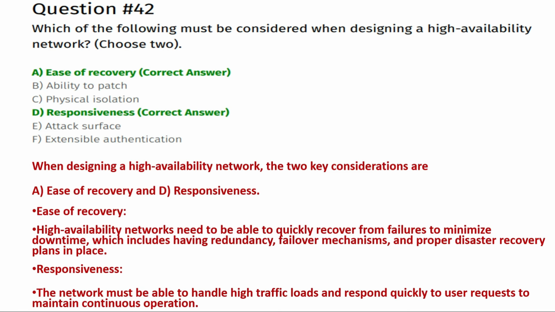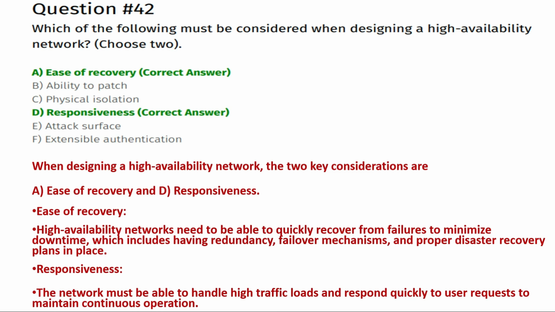And the next question is, which of the following must be considered when designing a high availability network? Choose two out of these options. Option A, ease of recovery. Option B, ability to patch. Option C, physical isolation. Option D, responsiveness. Option E, attack surface. Option F, extensible authentication. And the correct answer for this question is options A and D.